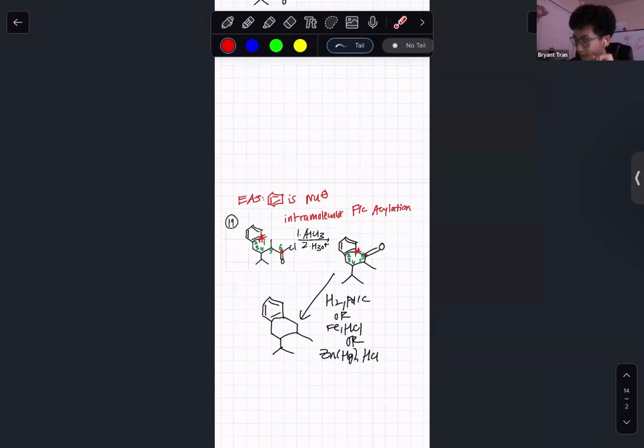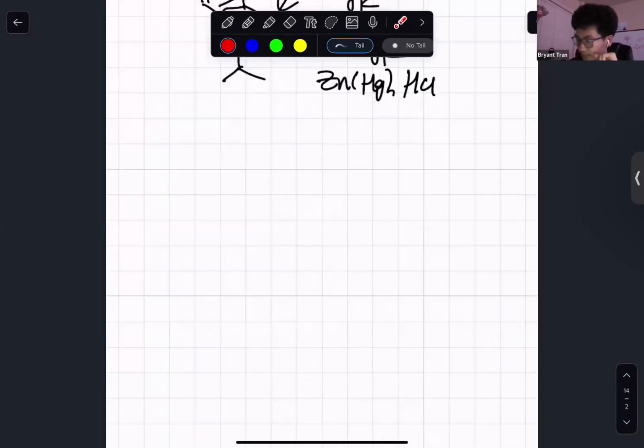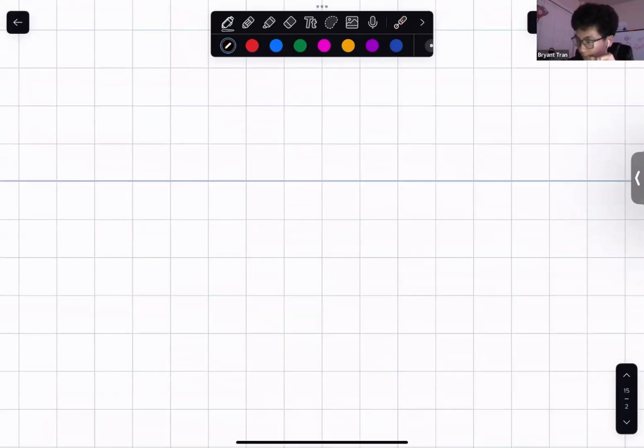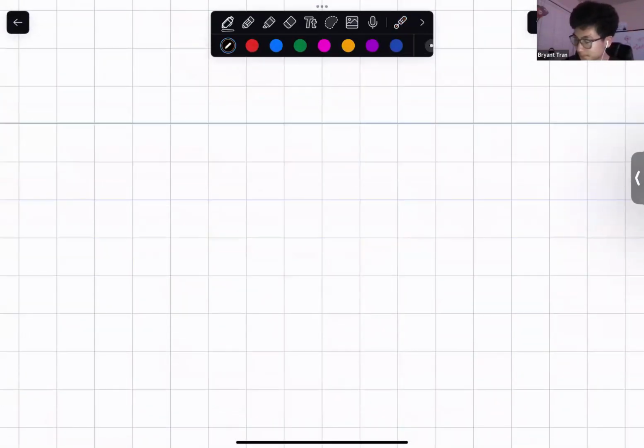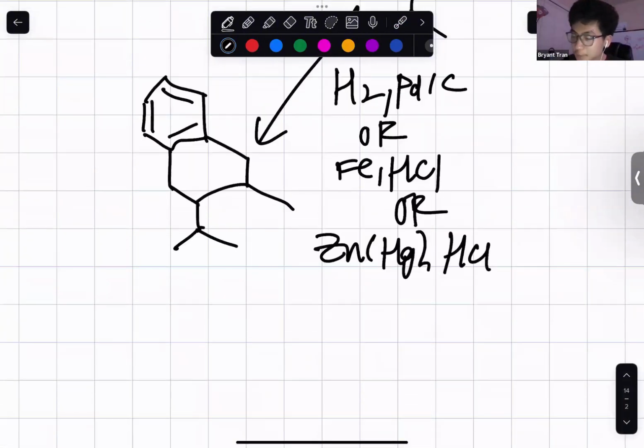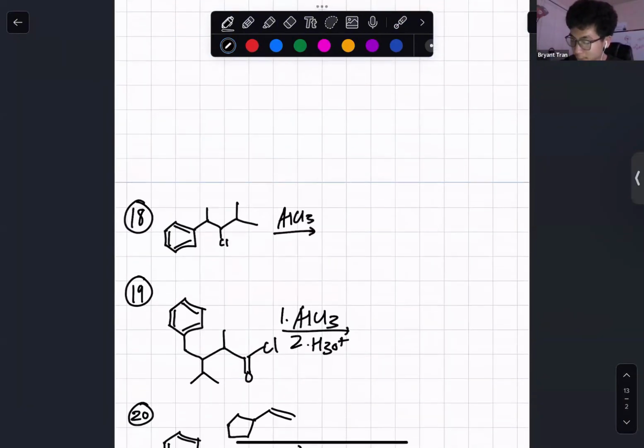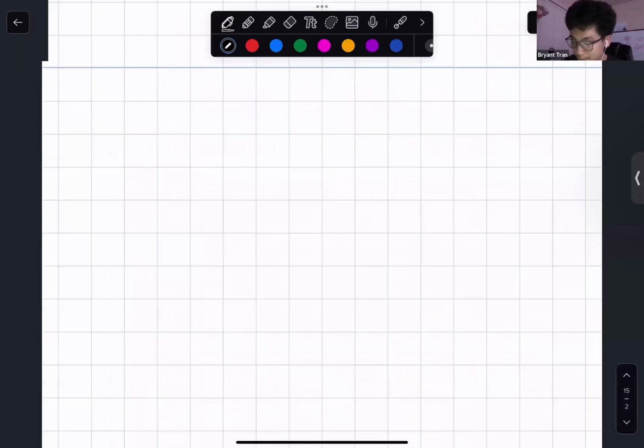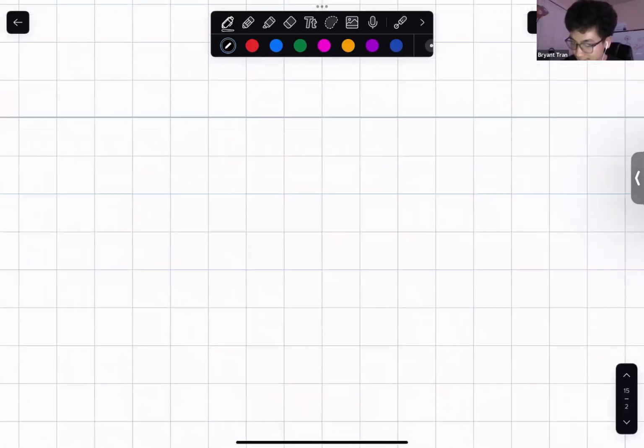Okay, let's do synthesis problems. So before we do that though, I'm going to go over these helper reactions and then predict the product related to these.